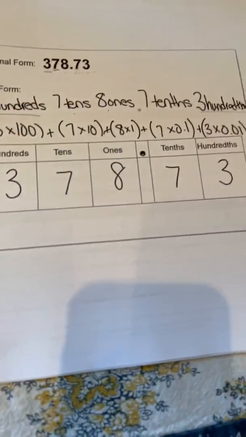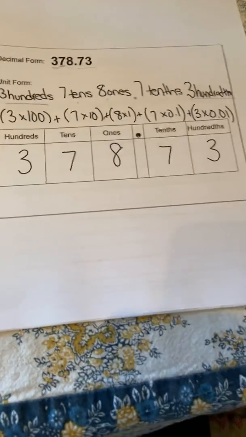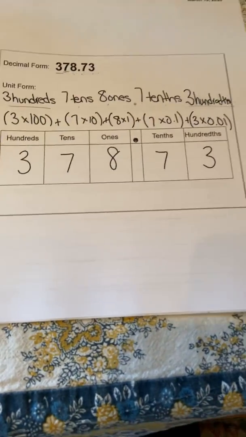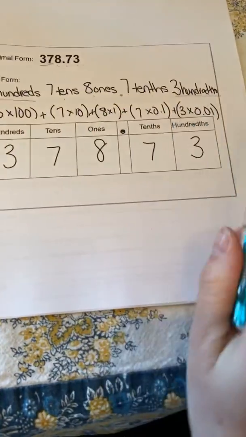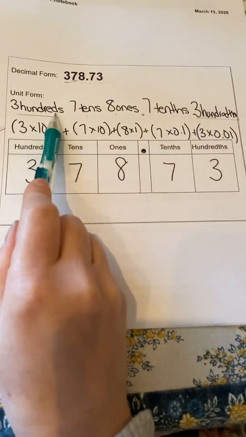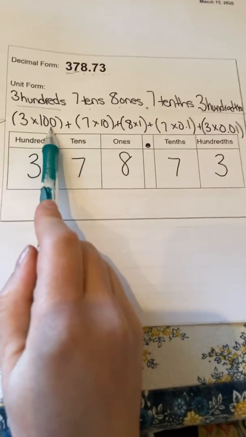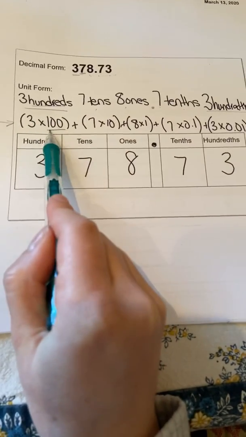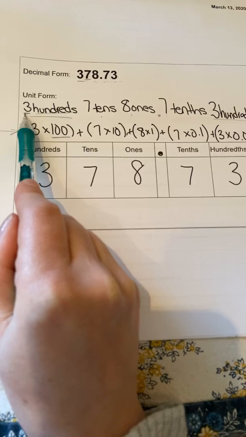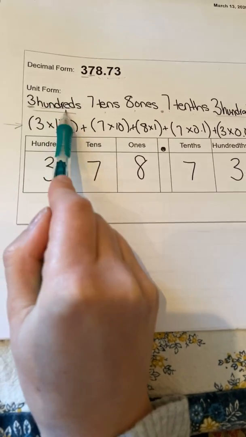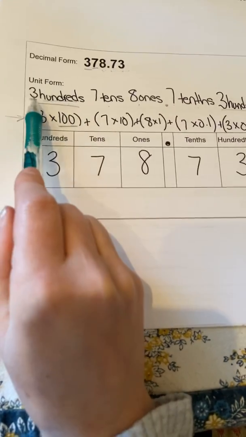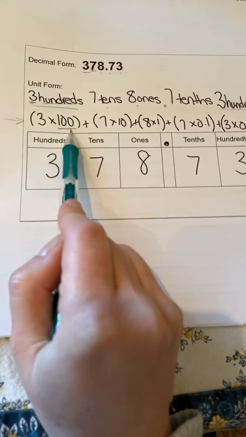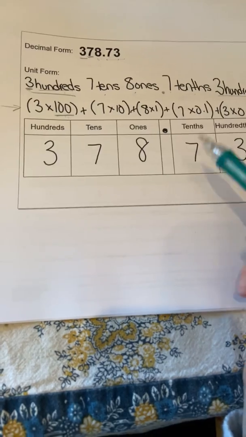This right here is the expanded form. So what I'm doing is I'm taking unit form and I'm writing each unit as a multiplication sentence and I'm adding them all together. So since there's 3 hundreds, that's just 3 times 100. So the unit becomes what I'm multiplying by. And this is the value. So this is the quantity and this is the unit, just like we do in 3 reads. So the quantity is 3 and the unit is hundreds. 3 times 100 equals 300.